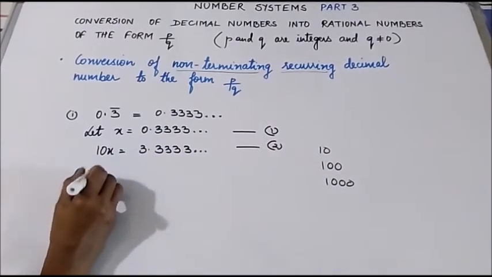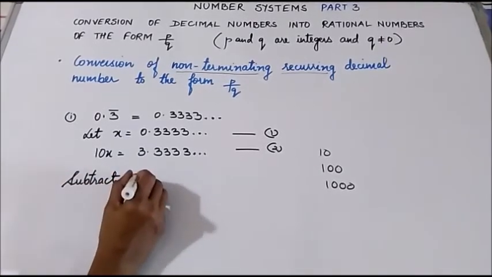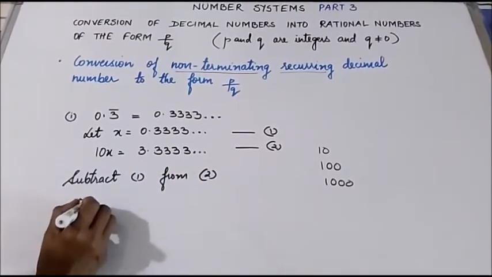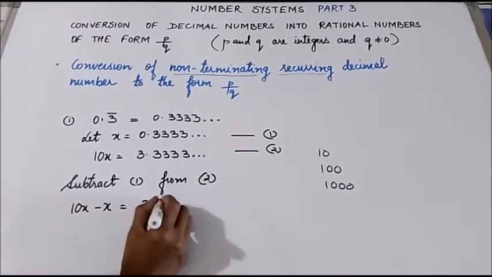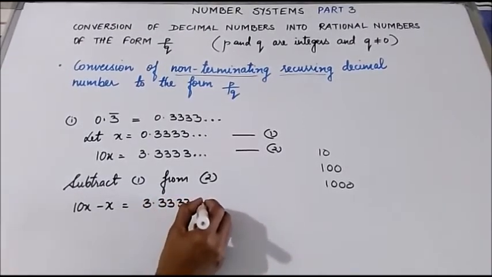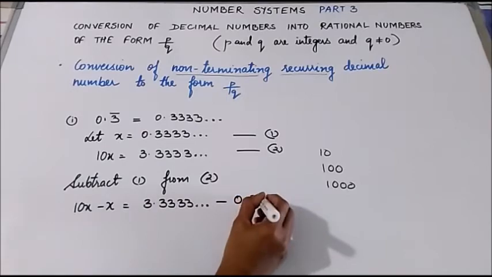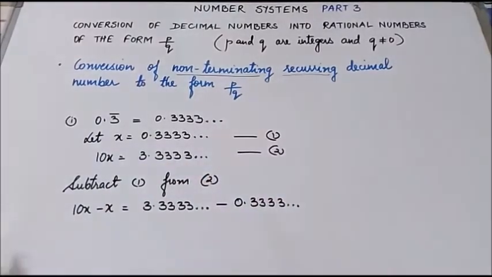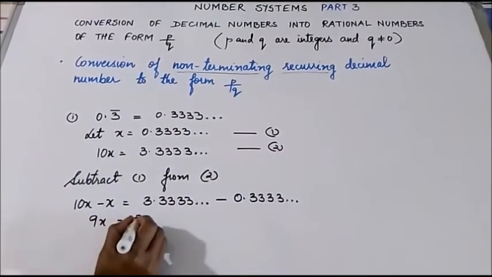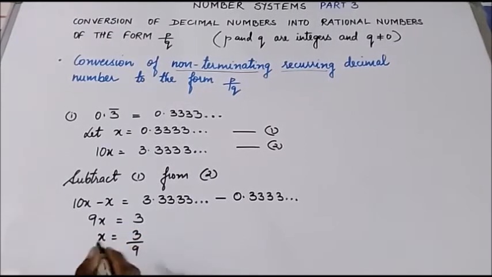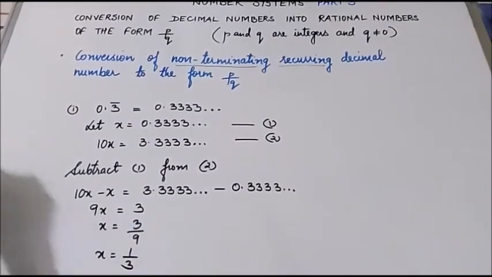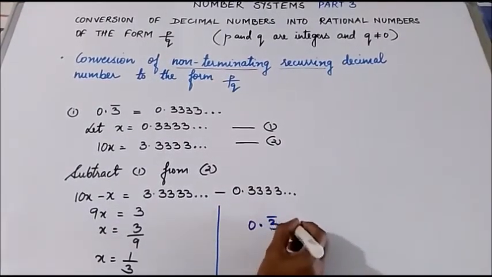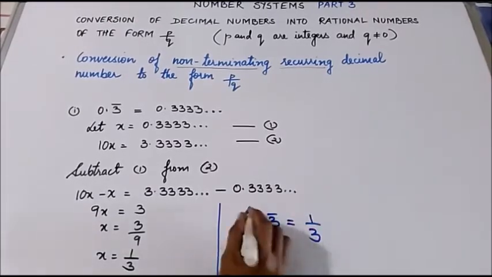Now subtract the first statement from the second statement. We will get 10x minus x equal to 3.3333 minus 0.3333. This will give us 9x equal to 3, x equal to 3 by 9, that means x equal to 1 by 3. So here we can write 0.3 bar can be expressed as 1 by 3.